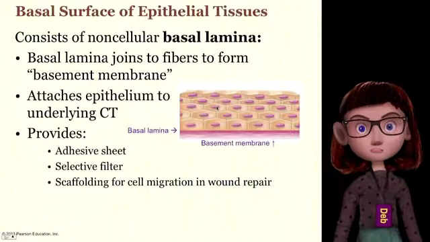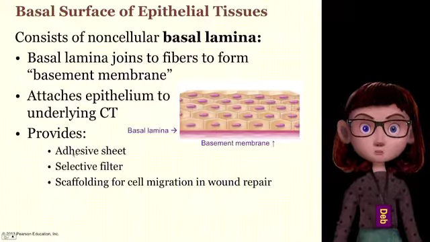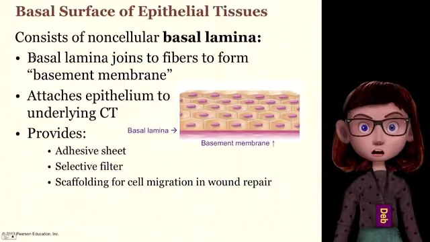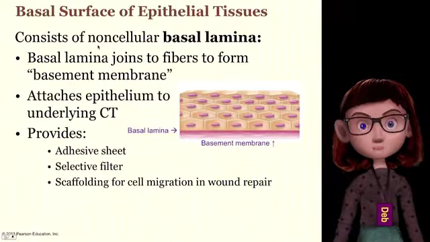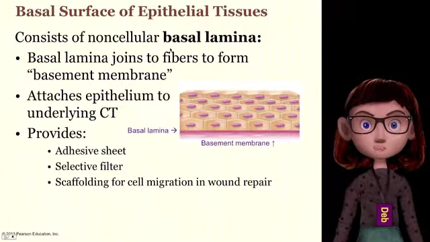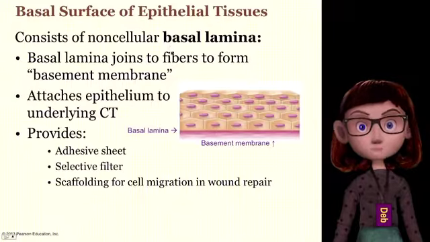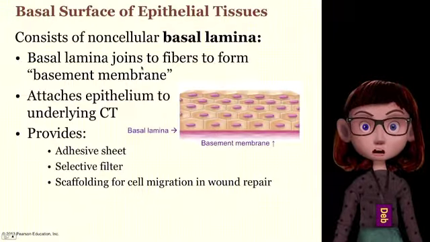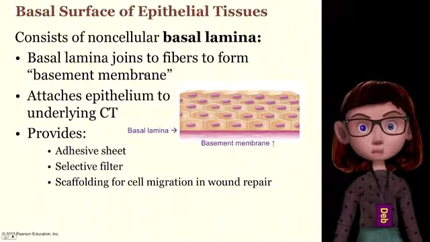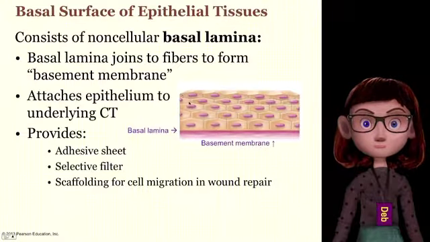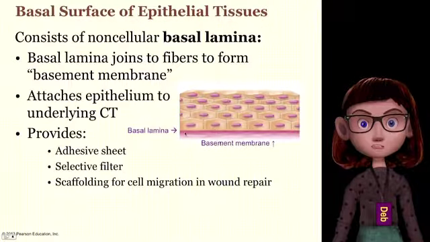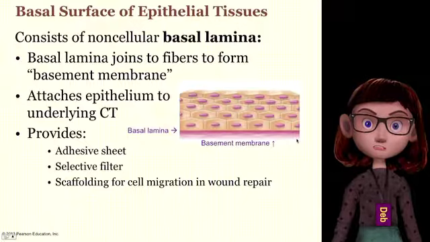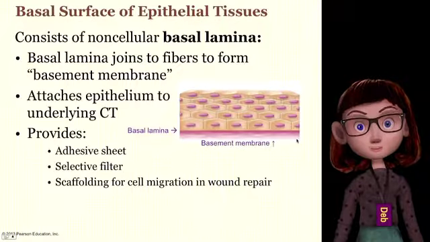So the basal surface, this is the bottom surface of an epithelial tissue. It consists of a non-cellular basal lamina. There's no cells, but it's definitely an organic material actually produced by cells. The basal lamina is like an adhesive. It has fibers that will join to what we call the basement membrane. The basement membrane then joins this epithelial tissue to its underlying connective tissue.